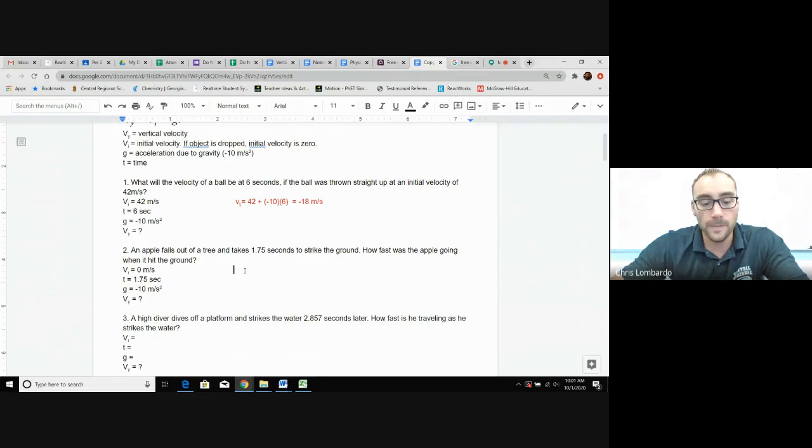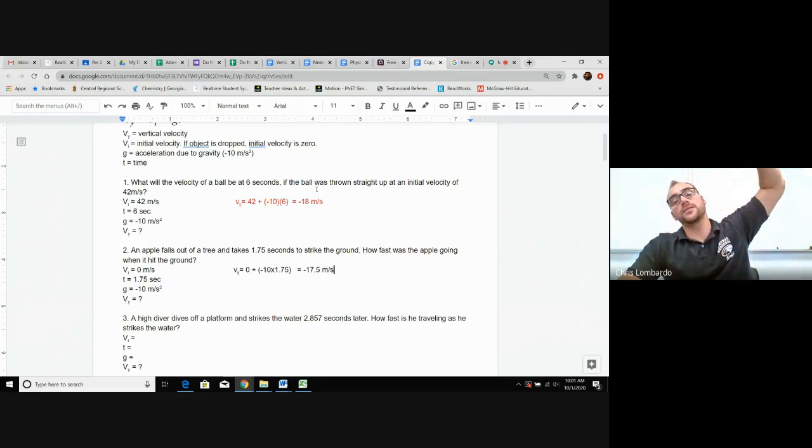So scooting over here, V, control, comma, Y, control, comma, equals. Let's type it in: 0 plus negative 10 times 1.75 equals. And this is going to give us 0 plus negative 10 times 1.75. So we're going to get a negative 17.5 meters per second here. Now, the negative velocity is just indicating that it's on the way down. If you ever get a positive velocity, that is telling you it's on the way up, okay?